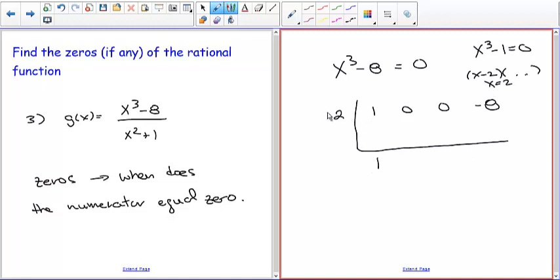So bring down 1. 2 times 1 is 2. 0 plus 2 is 2. 2 times 2 is 4. 0 plus 4 is 4. 2 times 4 is 8. Negative 8 plus 8 is 0.